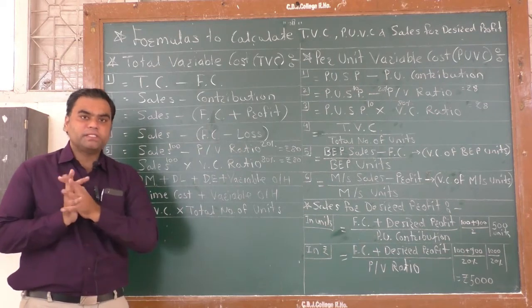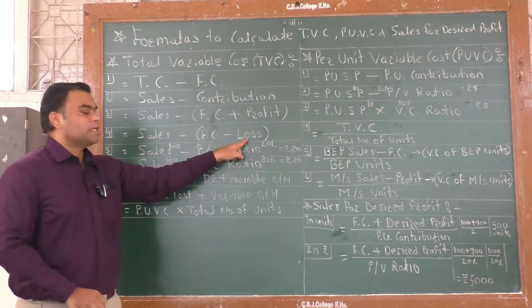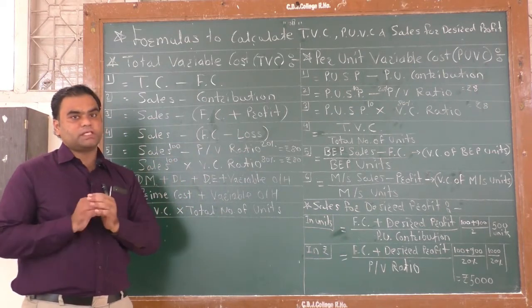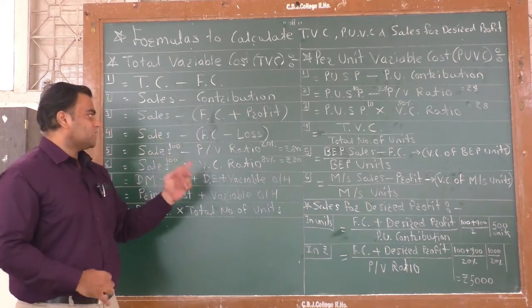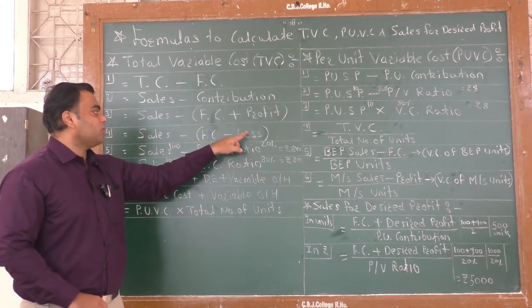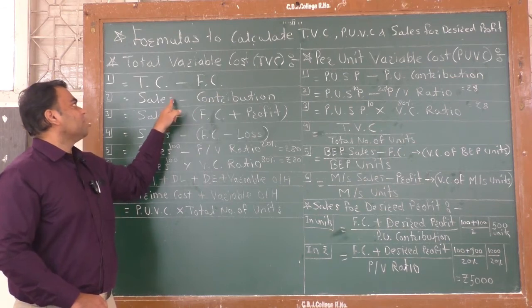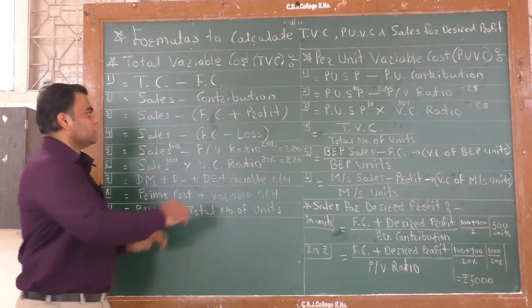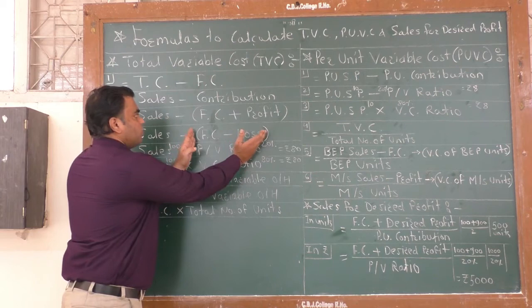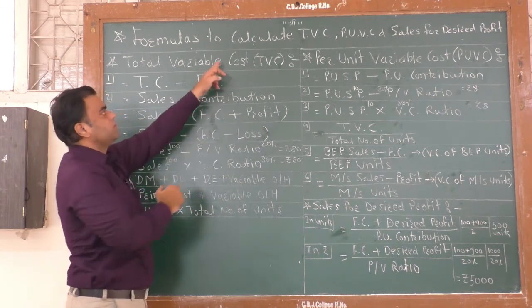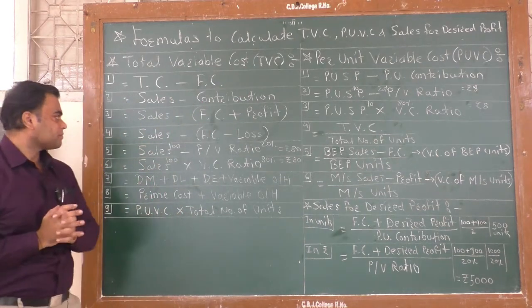Why? As we discussed in the last lecture, loss is the difference between the fixed cost and contribution when fixed cost is greater than contribution. That's why when we deduct the amount of loss from the amount of fixed cost, we get the amount of contribution. And when we deduct the amount of contribution from sales, we get the amount of variable cost. So fixed cost less loss is equal to contribution. So sales less contribution is equal to variable cost.